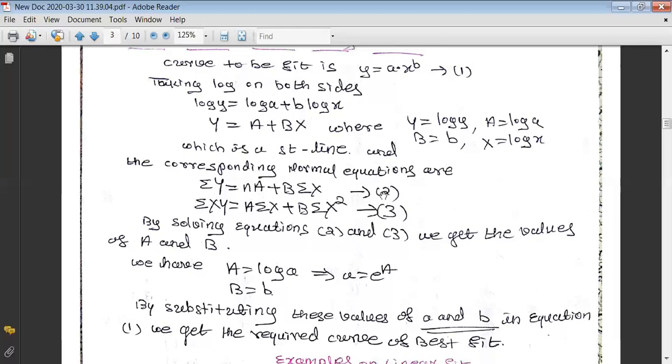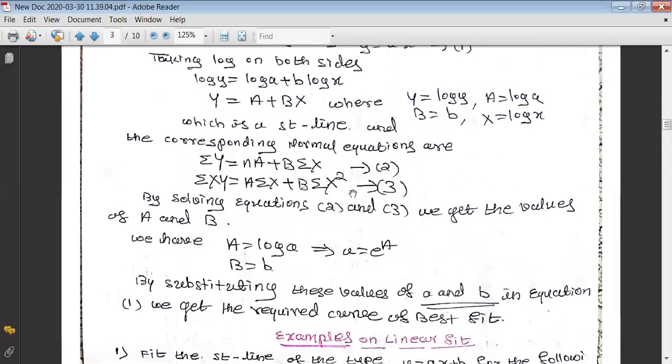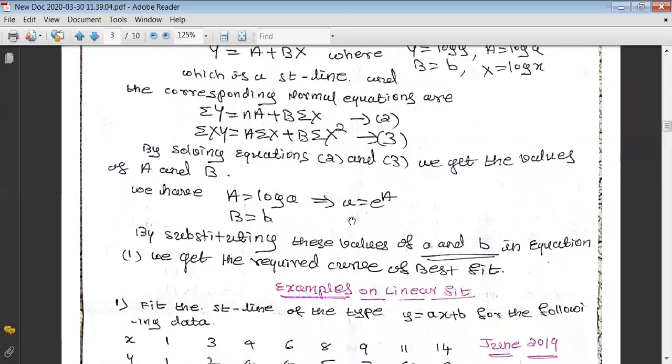And let us denote these as equation 2 and 3. And these 2 and 3 are called normal equations. And once we find the normal equations, we should be very careful that we are going to get the values of capital A and capital B, not small a and small b. But anyhow, we know the relation between capital A and small a and capital B and small b. We can get the corresponding values of small a and small b as follows.